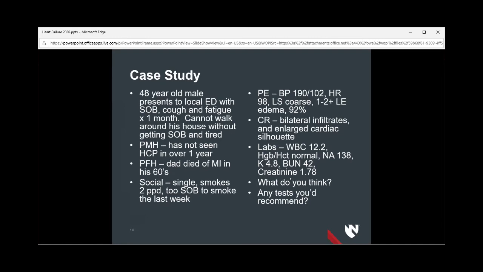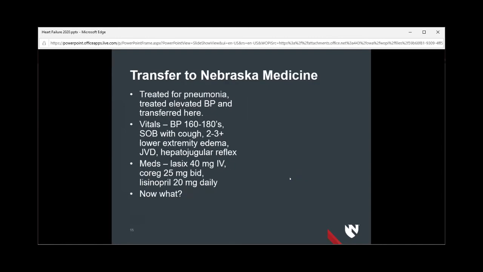So I'll give you the question: what do you think? This is a new patient who's hypertensive, fluid overloaded, and chest x-ray is abnormal. Testing further, I'd recommend probably a lactic acid. Procalcitonin at the time wasn't really used that often, but now we would order that. And then to treat the patient, locally he was treated for pneumonia. He was started on medications for his blood pressure, and he was transferred to Nebraska Medicine.